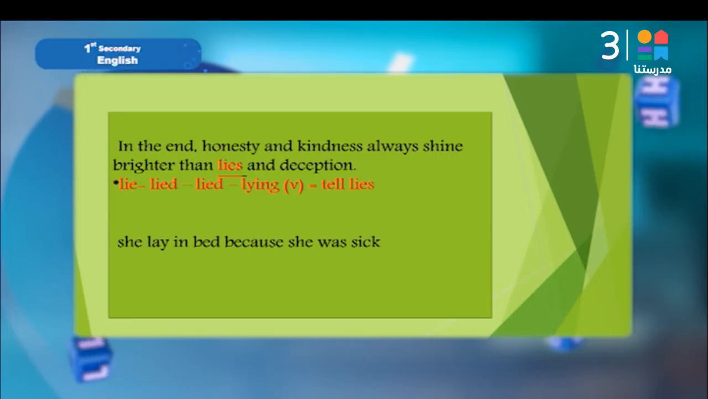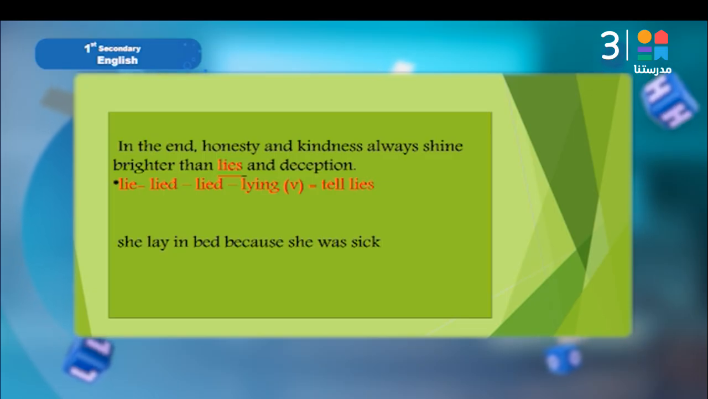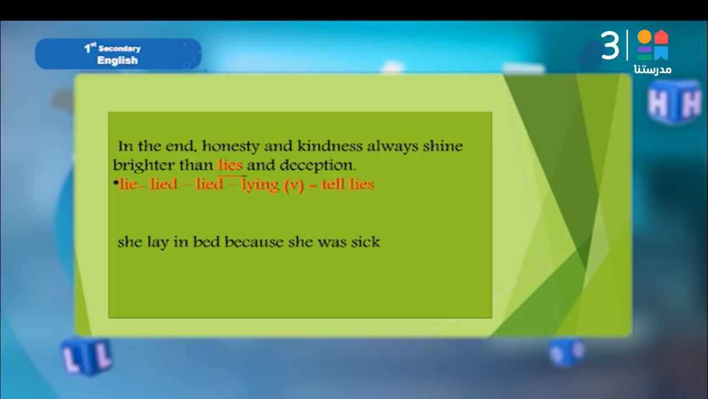Let's take another sentence. In the end, honesty and kindness always shine brighter than lies and deception. I think that we have taken the word deception before. Yes, very good. Bravo, kids, you remember. Deception is the noun of the verb deceive and means deceit. What about lies?